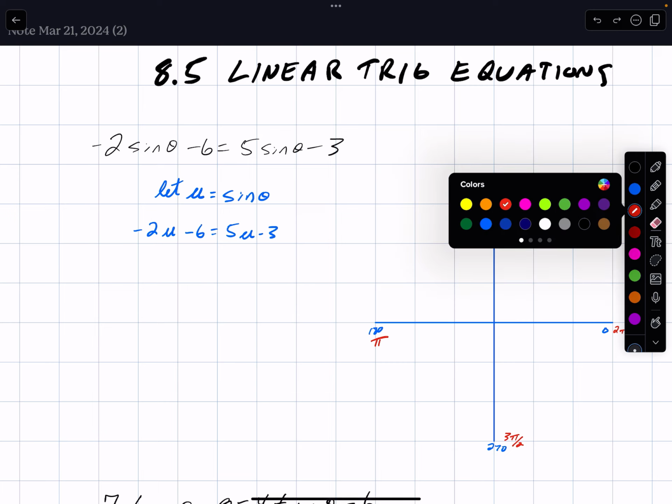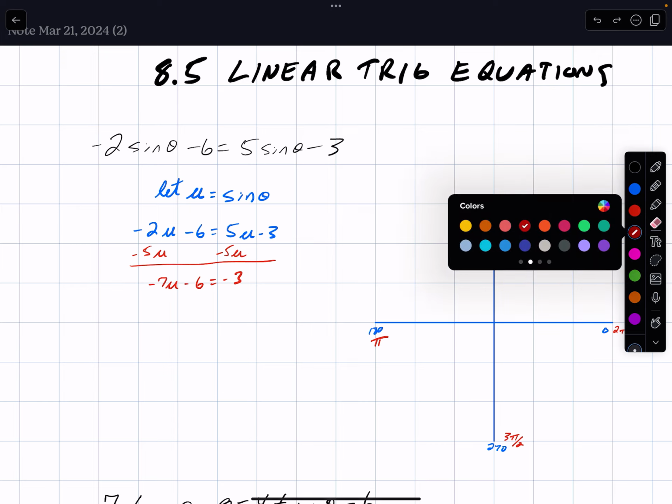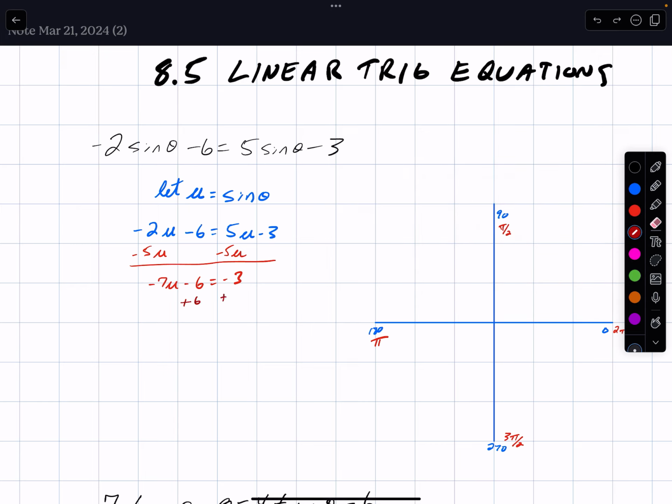When I'm solving for these values, I can just combine like terms. I'm going to move all the u's to the left-hand side, so I'll subtract 5u from both sides. We get negative 7u minus 6 is equal to negative 3. I'll keep going as I'm solving a linear equation. I'll add 6 to both sides, so I get negative 7u equals positive 3. The last step is to divide by negative 7 on both sides, and I get u is negative 3/7.